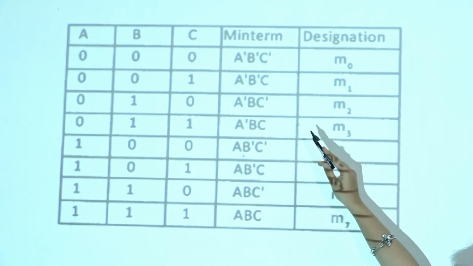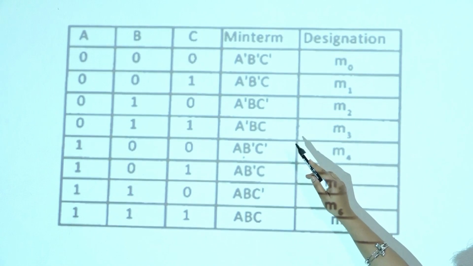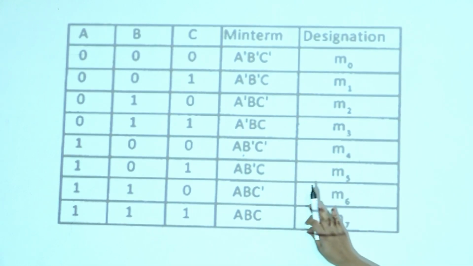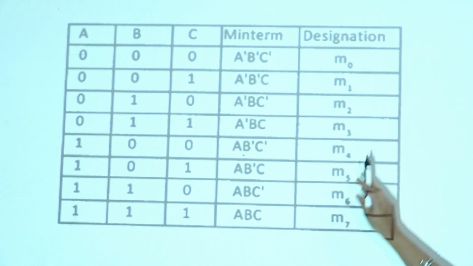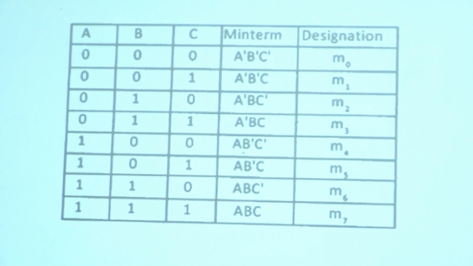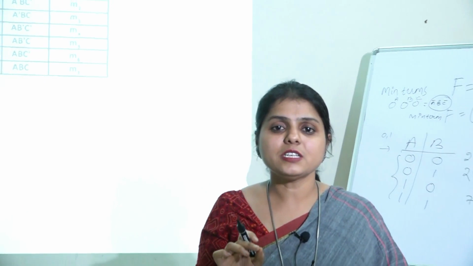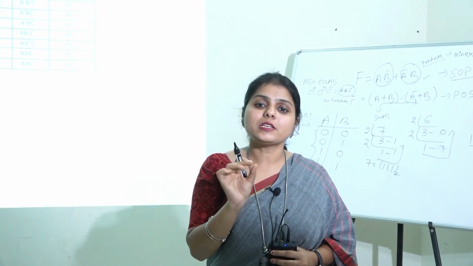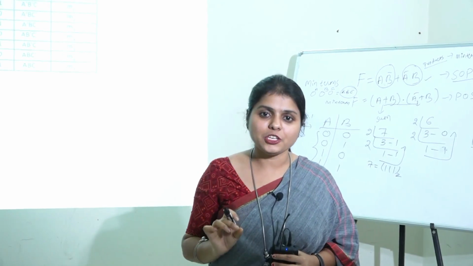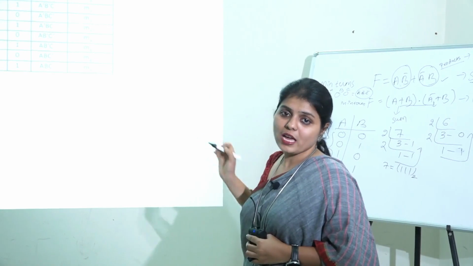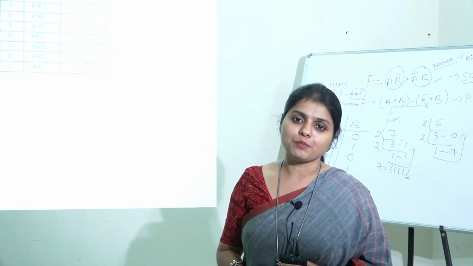So I represent the 8 combinations of the 3 input variables as min terms like this, and the corresponding designations I give them are M0 to M7. Make a note of the small m here. Min terms are represented with a small m. Min terms are nothing but the product terms, each representing one product term of the given input combination, and they are represented as M0 to M7 if you go for 3 input variables.